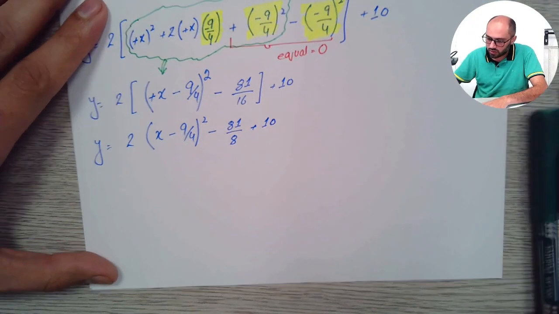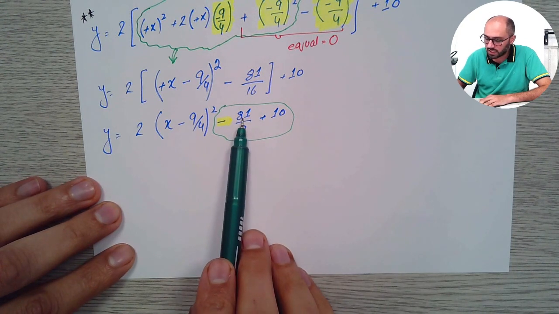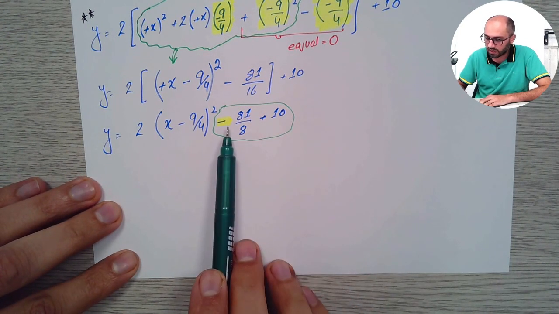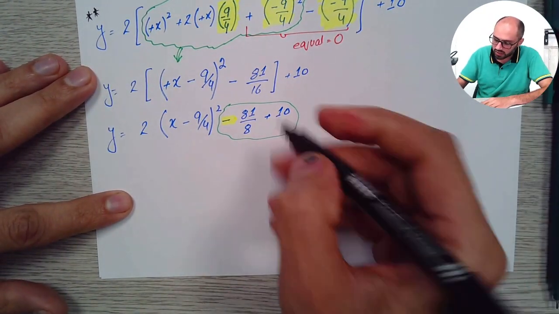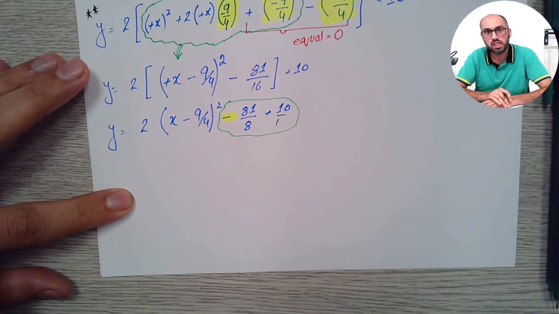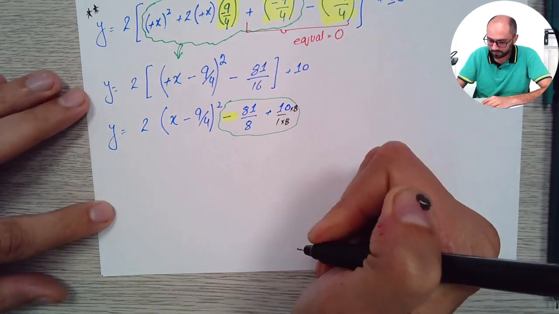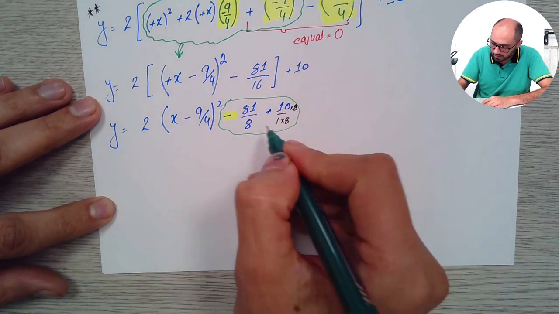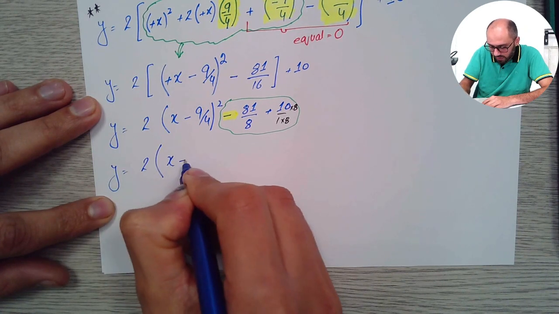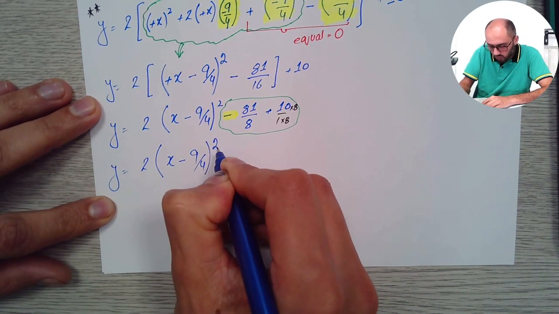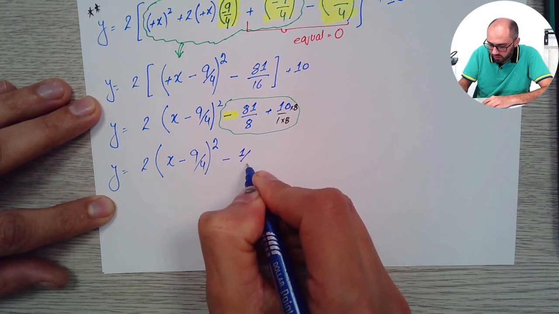Now the next bit that I need to do is I need to add them together. Be very careful. You're not adding 81 over 8 to 10. You're adding minus 81 over 8 to 10. Now I can't add the two terms. Why? Because the 10 has a denominator of 1. I'll need to change that denominator to 8. So I'll multiply this by 8. I'll multiply this by 8. Now I'm able to add the two terms together. So if I work out the answer, it will be 2 times x minus 9 over 4 whole squared, and it will be minus 1 over 8.